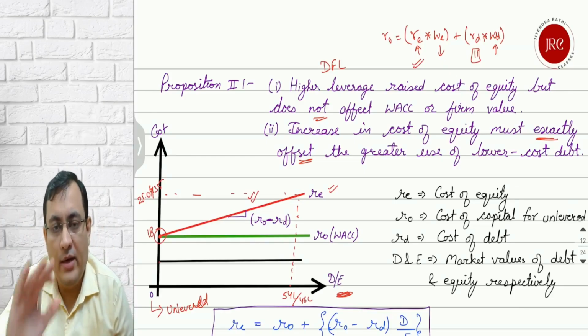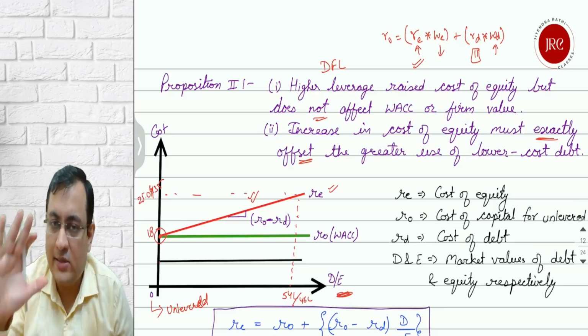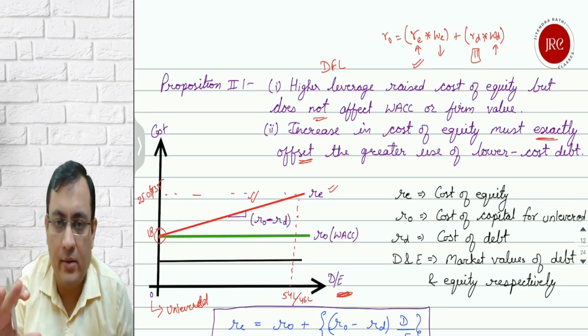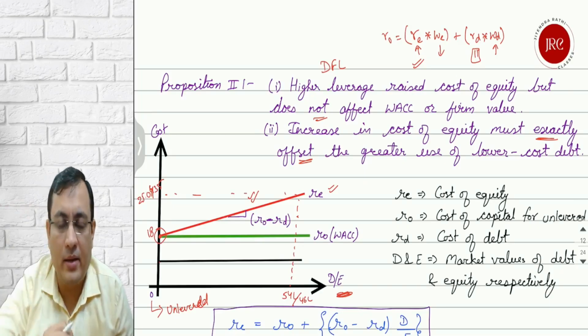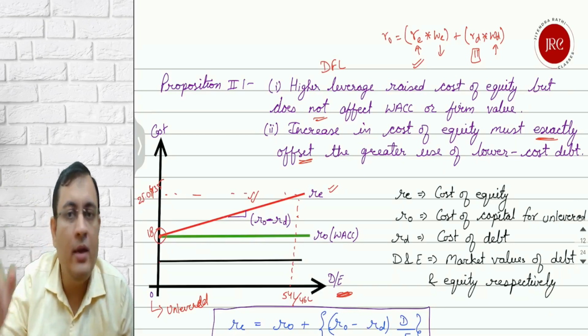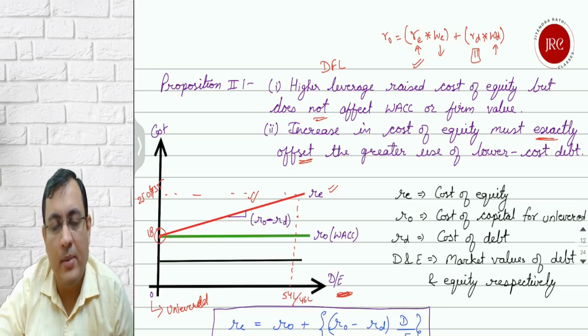Next part, we will take MM approach with taxes, again complete theory, complete reasoning, and then a numerical question with the steps how to solve the numerical questions of MM approach with taxes.